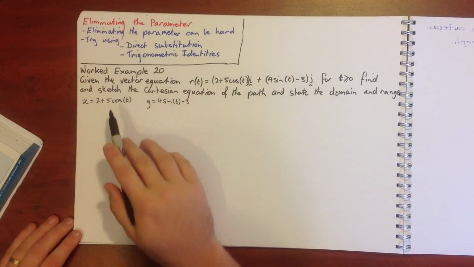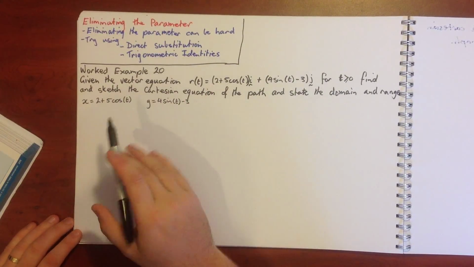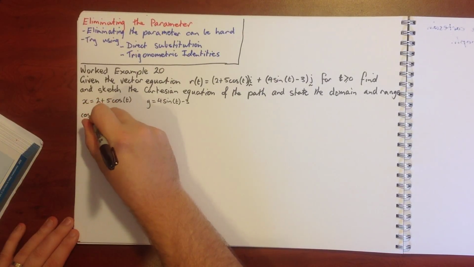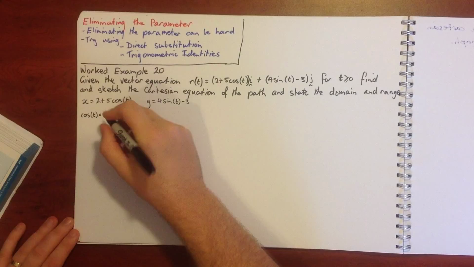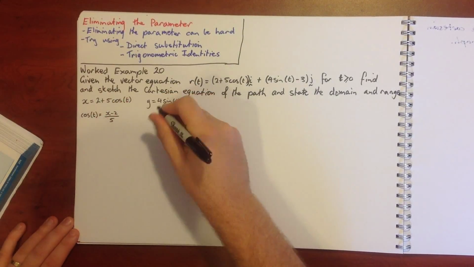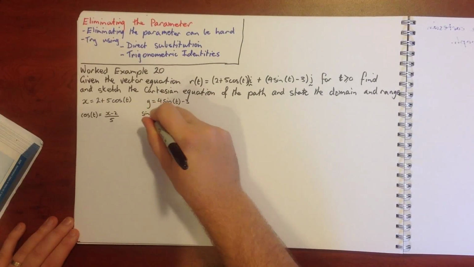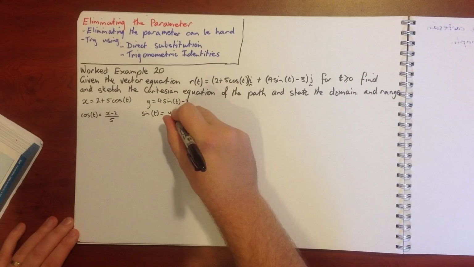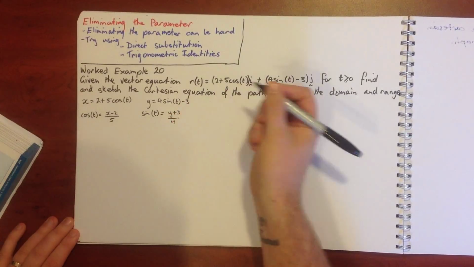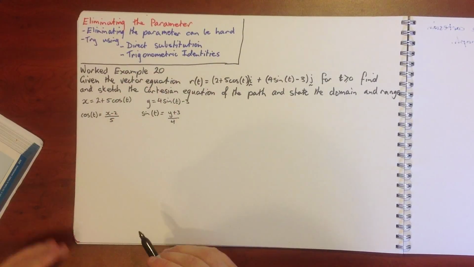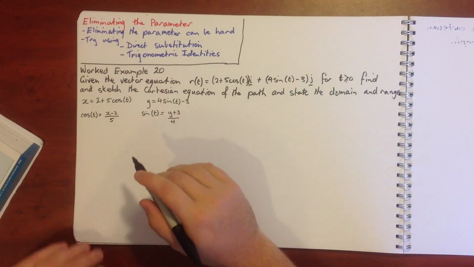Okay, what we want to do is rearrange these for cos of t and sine of t. So rearranging this one for cos of t will give us x minus 2 on 5. And this one for sine of t will equal y plus 3 on 4. Okay, so this is one of the cases where we need to use a trigonometric identity.